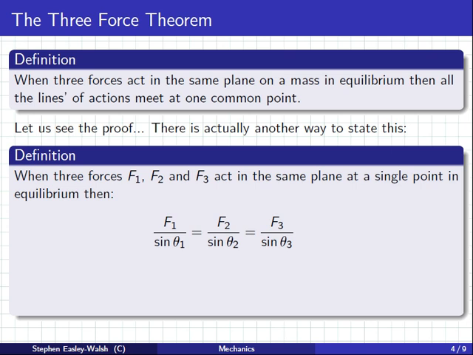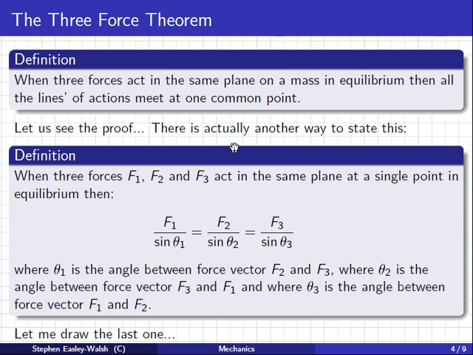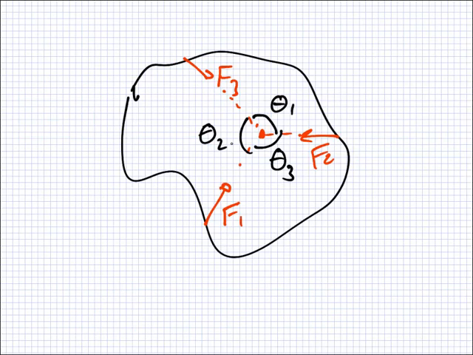So there are two ways to state Lami. You can state it quite simply as all forces meet at one point, and that's useful, which we'll see in a moment. Or you can use this formula, and that's also useful for a different type of problem, which we'll see in a moment. Okay, so these are the two versions of Lami's theorem. Now you can write these down. And if you like, you can draw this picture if you think it'll be helpful in your notes.